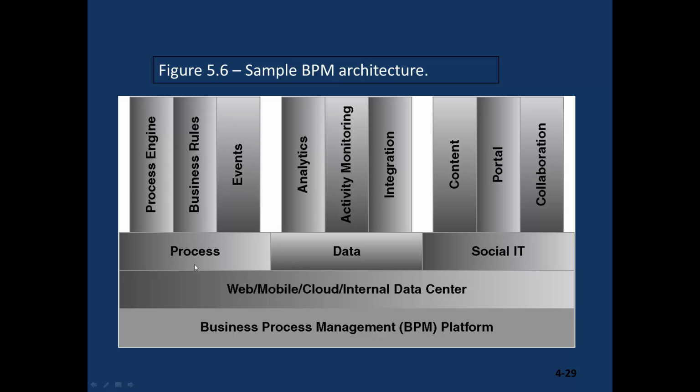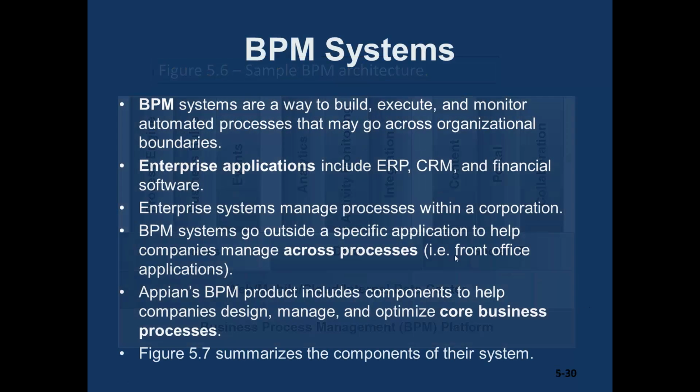So you can set up special alerts. You can set up rules regarding what is allowed through purchasing or not. So it's supposed to allow for more easy managing of automated processes across an organization, especially those that are cross-functional. These BPM systems are tied to enterprise applications like ERP and CRM or financial software.